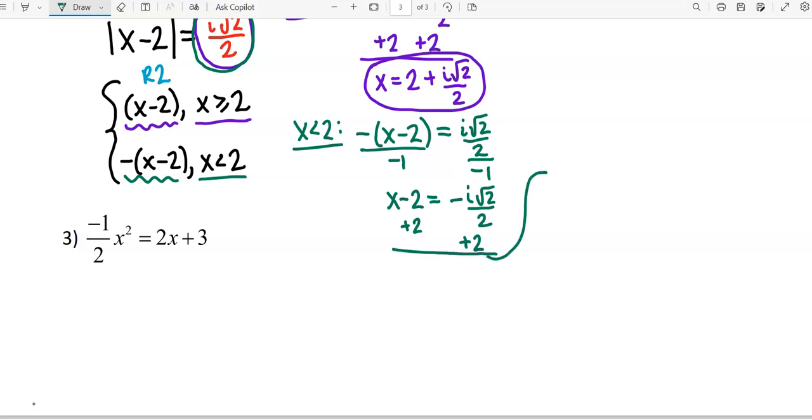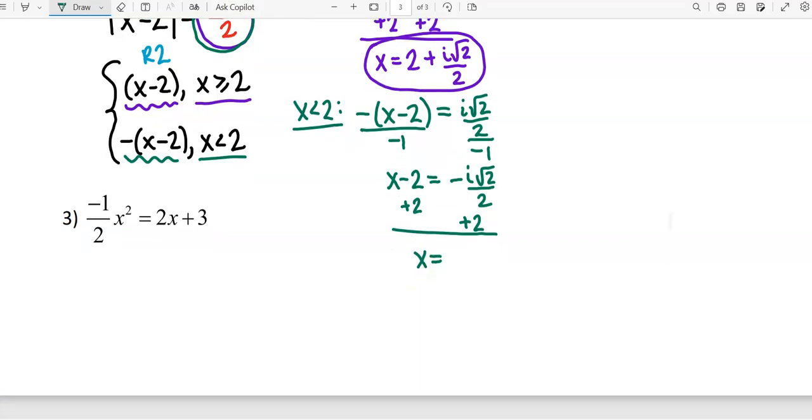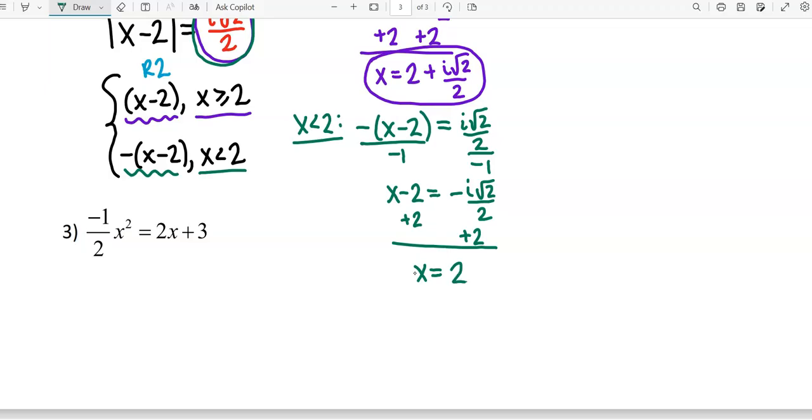I'm going to have to write that. I can actually write that below. We're going to do number 3 on the back of your paper, so you have some room down below. x equals my real part, which is 2, minus your imaginary part, i square root of 2 over 2.